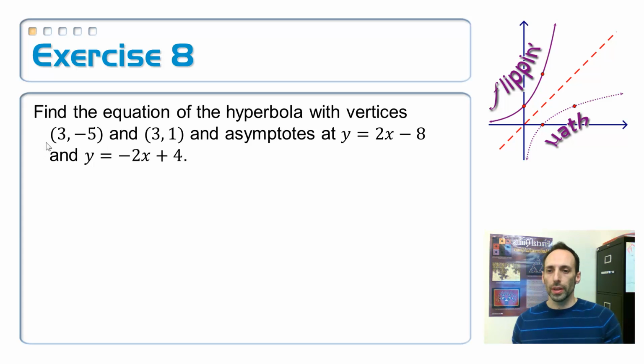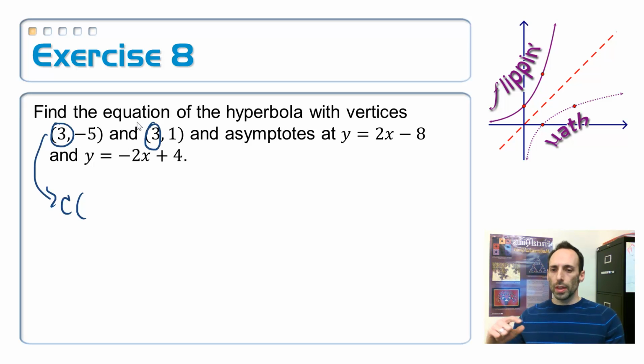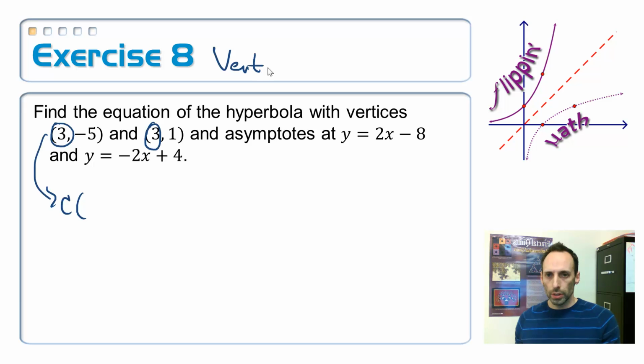To get my center point, that part's easy. I just take the average of my two vertices, right? So the center, 3's aren't changing. Since the 3's aren't changing, the x values are staying the same, but the y values are changing. That's vertical, so I need to make note of that, vertical. So that means whenever I find my a, it's going to go underneath the y, and the y is going to be positive.